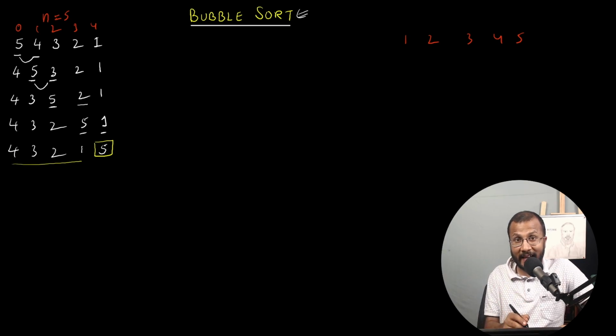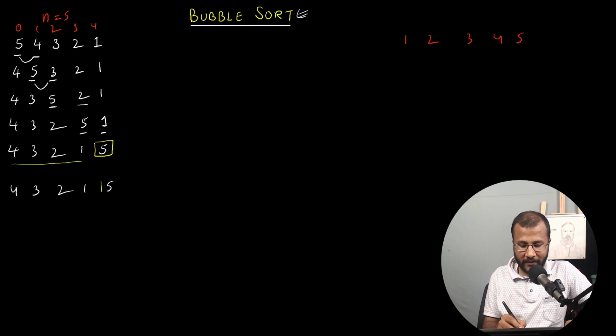Now we will take this array one more time and we'll try to push up the second largest number, that is 4 in this case, to its correct position. So let's take this array: 4, 3, 2, 1, 5. Alright, 5 is already sorted.